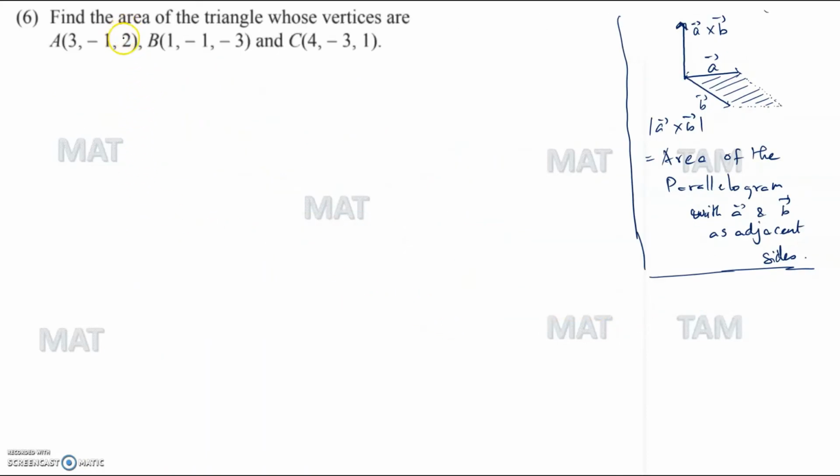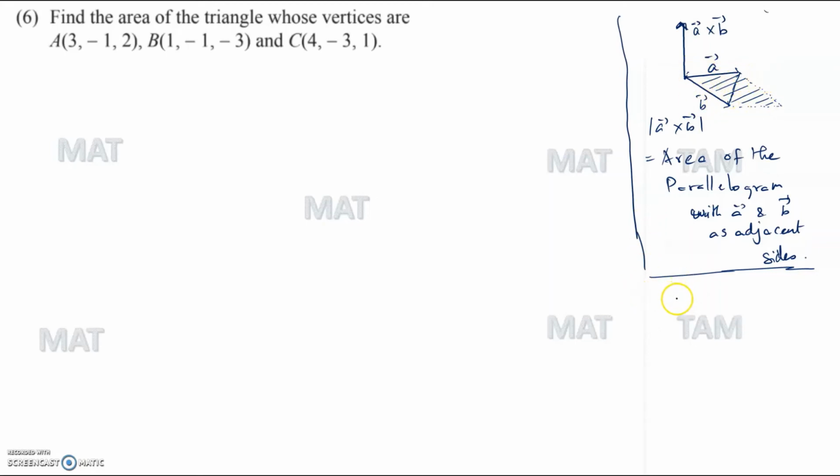Question number 6. Find the area of the triangle whose vertices are given by these points. Before we do that, we have seen in the previous problem that if you are given two vectors A and B, then the area of the parallelogram is the magnitude of A cross product with B. Now, if I divide this parallelogram into two equal halves, then you have a triangle here.